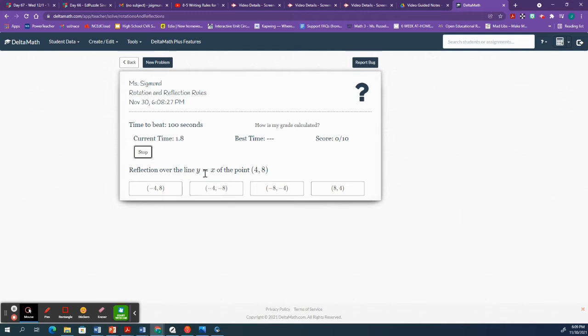So, reflection over y = x. The rule for y = x is your a, b just switch places. So 4 and 8 both stay positive. They just switch places. So now we have an answer correct, 1 out of 10.